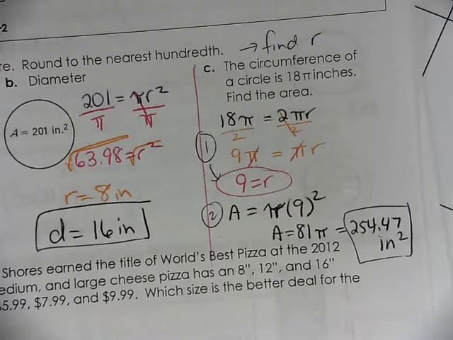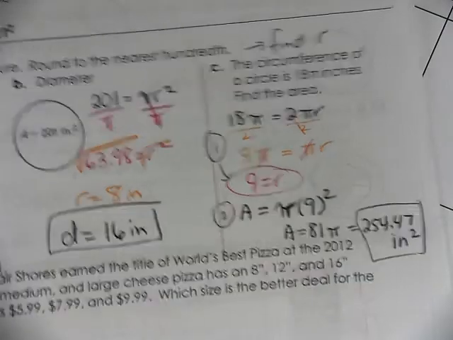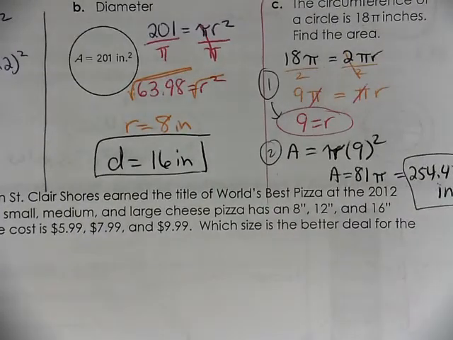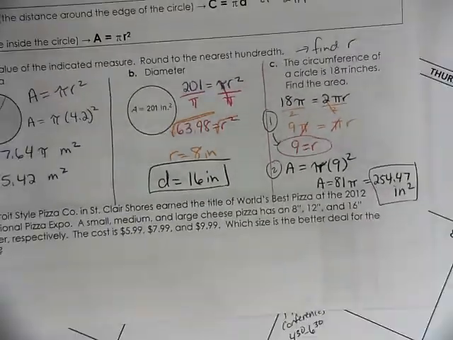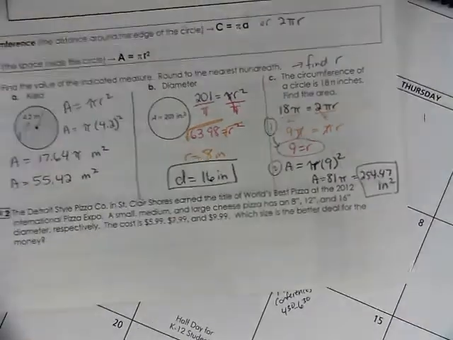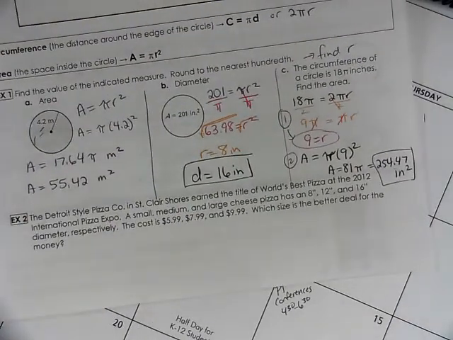Okay, now we're going to do some story problems. So the first one, we had Detroit-style pizza company, which is in St. Clair Shores, earned the title of the world's best pizza at the 2012 International Pizza Expo. A small, medium, and a large cheese pizza has a diameter of 8 inches, 12 inches, and 16 inches. The cost is $5.99, $7.99, and $9.99. Which size is the better deal for the money?